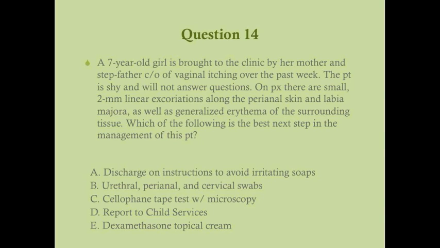Question 14. A 7-year-old girl is brought to the clinic by her mother and stepfather complaining of vaginal itching over the past week. Patient is shy and will not answer questions. That's not uncommon in little kids. On physical exam, there are small 2 mm linear excoriations along the perianal skin and labia majora, as well as generalized erythema of the surrounding tissue. Which of the following is the best next step in the management of this patient?